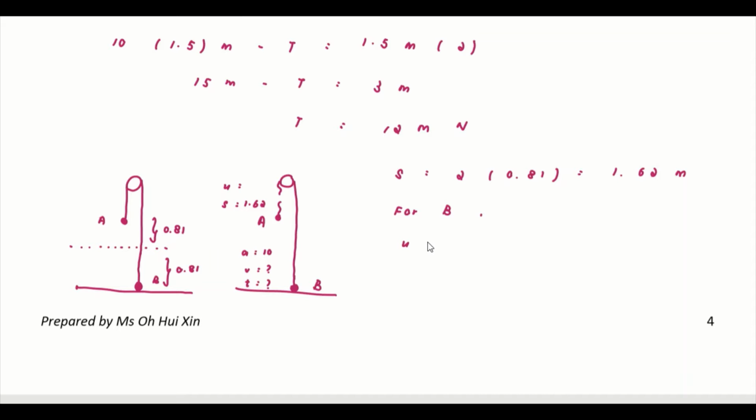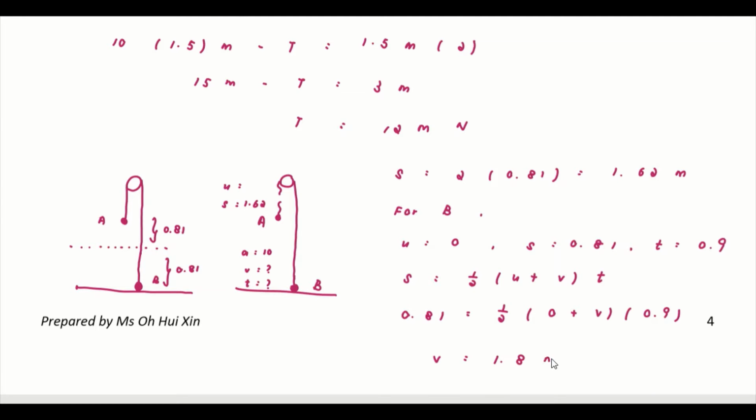So we have U equals to 0 because they are previously both at rest, right? So S is 0.81, T is 0.9. So similarly, I didn't use the A that I found previously. I'll try to use the information that I get from the question. So from here, then I can use S equal to half (U plus V) then T. Okay, so 0.81 equals half, then 0 plus V, T is 0.9. So from here, then I can get V is equal to 1.8 meter per second.